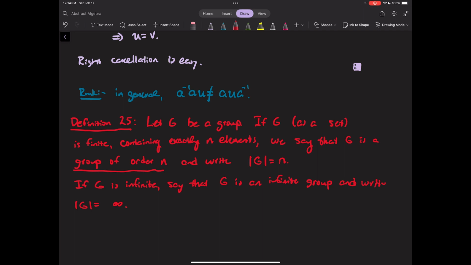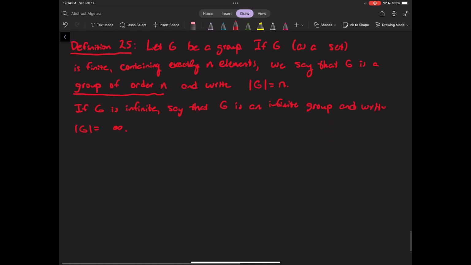Now, so this is the order of a group. So for instance, I'm not finished with the definition, but just as an example, the integers under addition, of course, are an infinite group. And the integers mod 5 is a group of order 5, because remember, this consists of 5 congruence classes, 0, 1, 2, 3, and 4. So nothing too crazy here.